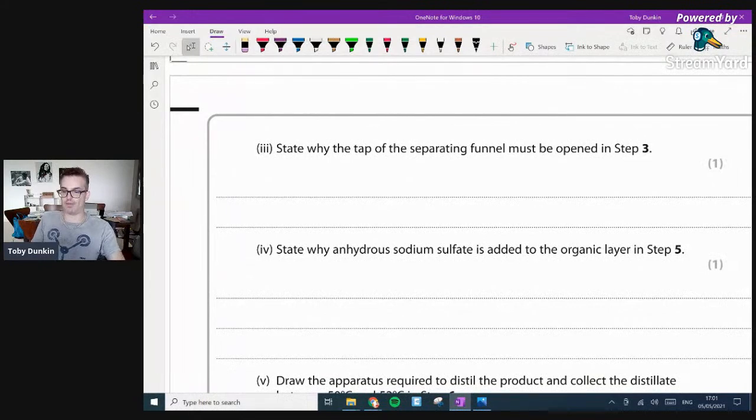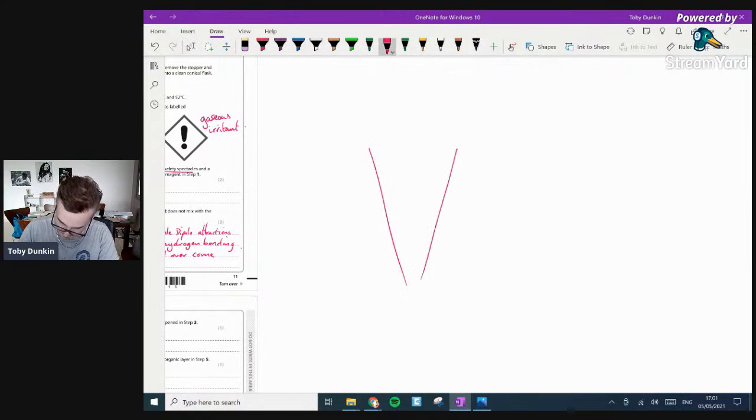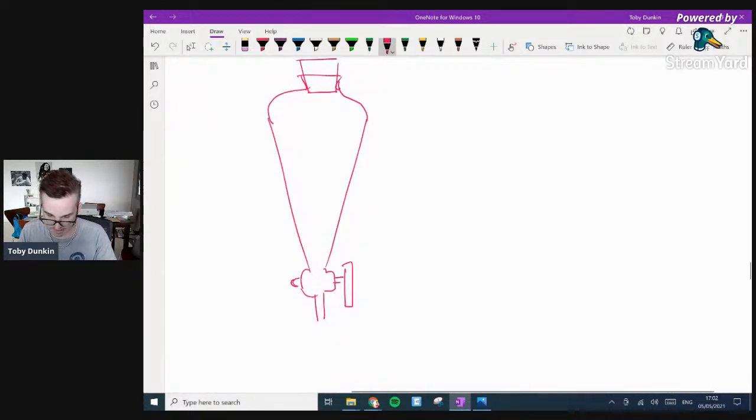State why the tap on the separating funnel must be opened in step three. Right, so let me draw you a separating funnel, folks. Here's what a separating funnel looks like. I don't really like the tap going all the way through it, if I'm honest. Yeah, and then that's a tap. And then with a cork on it. There we go. That's what a separating funnel looks like. And what happens is you form your two liquid layers.